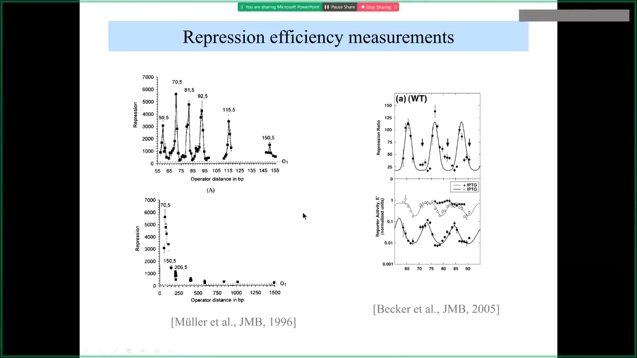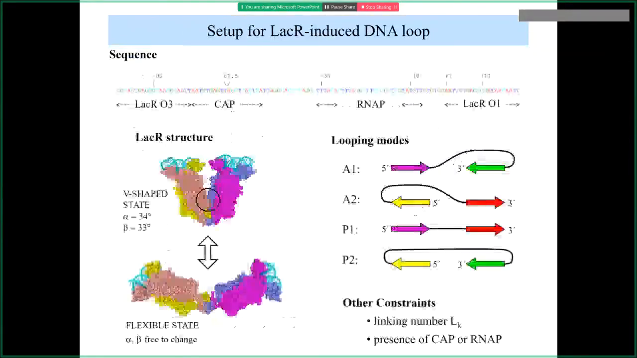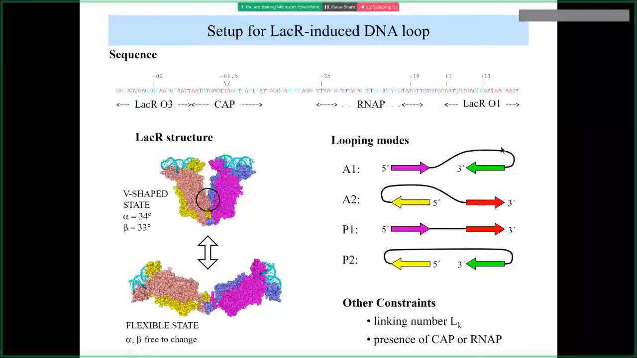So the way we want to do that is we want to associate the efficiency of repression to the energy of the loop that is formed between the two sites. In order to compute the energy of that loop, we need a sequence for the loop, which will determine its energetics, and we need the structure of the protein, and then we also need to analyze the topology of attachment of the loop. We call it the looping mode to the protein. There are 4 different types of loops, and there is also a flexible protein state that is possible for this protein.